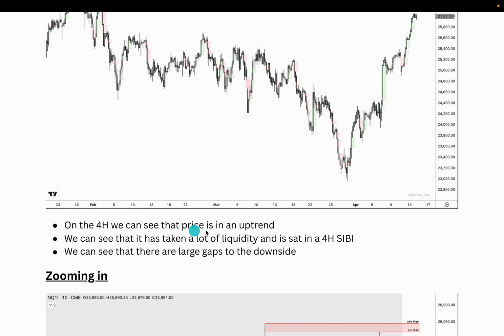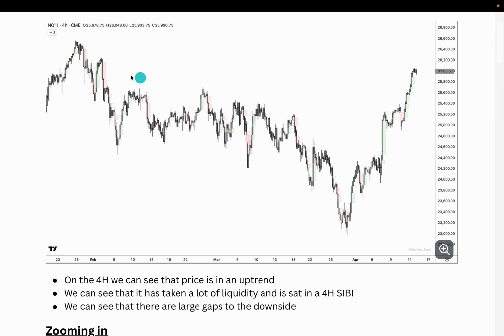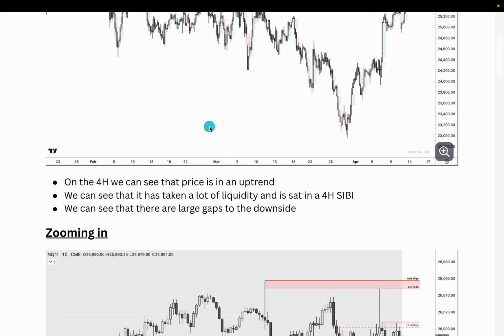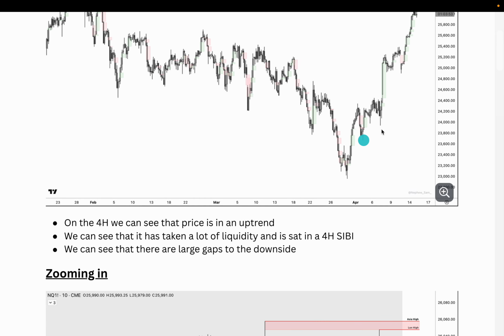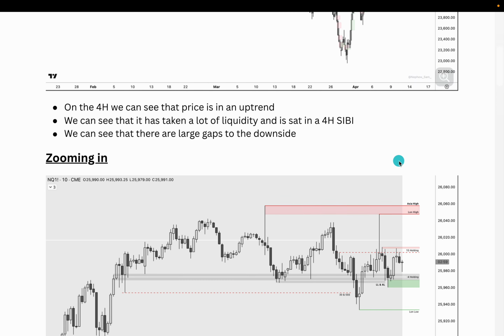So we can see that price is in an uptrend. We can see that it's taken a lot of liquidity and is sat in a 4-hour SIBI, and we can see there are large gaps to the downside, all these gaps here.